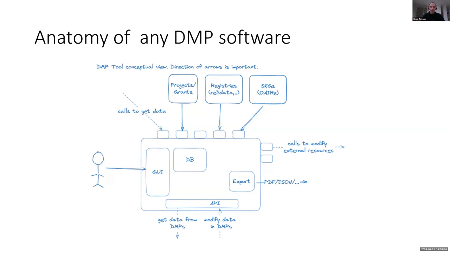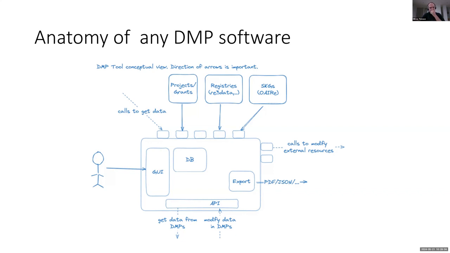Most of the tools talk to registries like re3data or FAIRsharing to get additional information on, for example, platforms or repositories where the data will be hosted. And tools also talk to scientific knowledge graphs, or scholarly knowledge graphs, without going into discussion on the differences between those. So for example, tools talk to the OpenAIRE knowledge graph to get some information on the datasets. Like, for example, I want to reuse a dataset and I type in the DOI in my DMP tool, and then the tool automatically gets information on who is the author and where it is located. And this is added to the DMP.